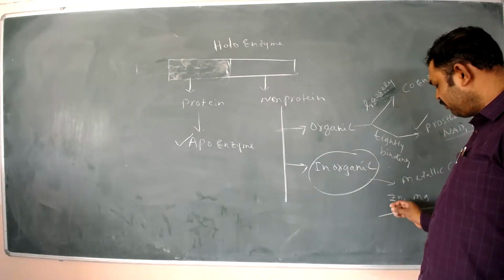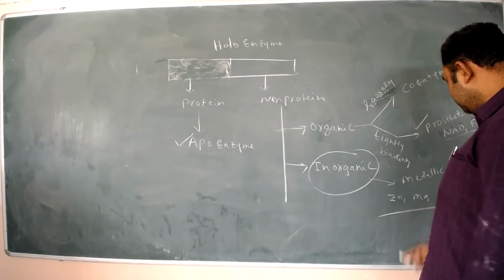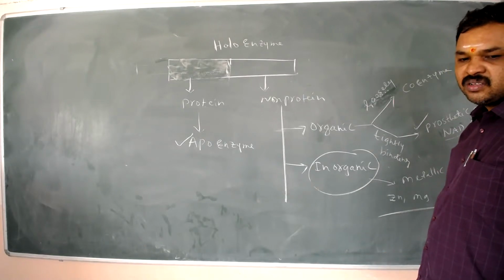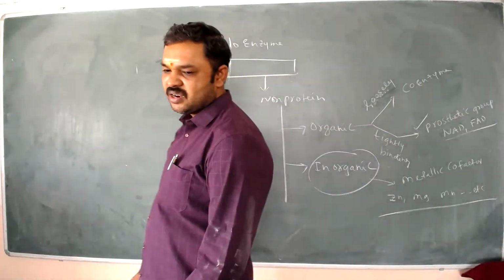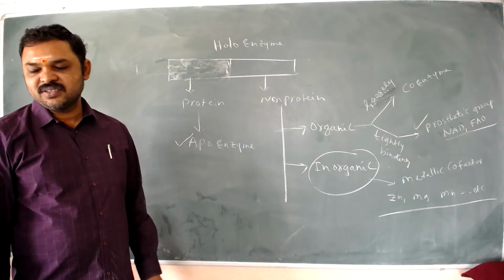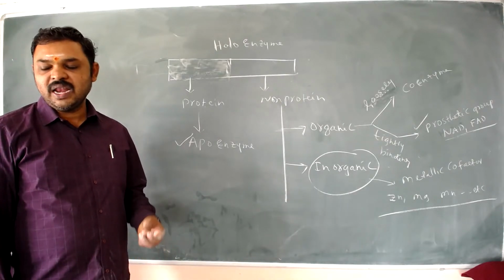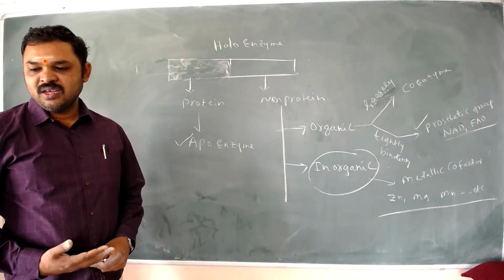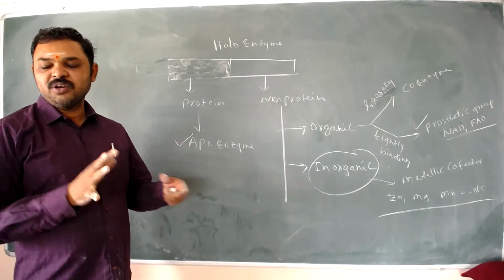Carbonic anhydrase. What will be present in carbonic anhydrase? Zinc is there. Magnesium, where will it be there? Magnesium is present in rubisco, hexokinase. Manganese is there in several enzymes involved in protein synthesis. And the oxygen evolving complex, an enzyme complex involved in the light reaction of photosynthesis. There, what is the cofactor? Manganese is a cofactor.